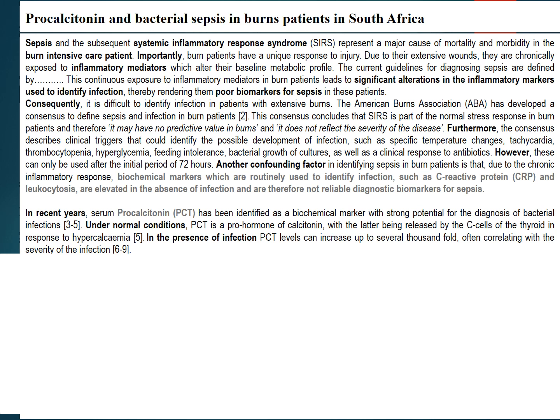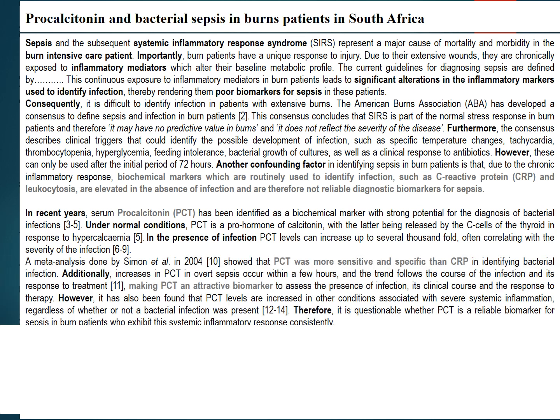Under normal conditions, lovely start of a sentence. So what happens normally with PCT? Okay, it's a pro-hormone of calcitonin, and it is released by the C cells of the thyroid in response to hypercalcemia. Okay, but what happens in the presence of infection? This is what happens. It can increase up to 1,000-fold.